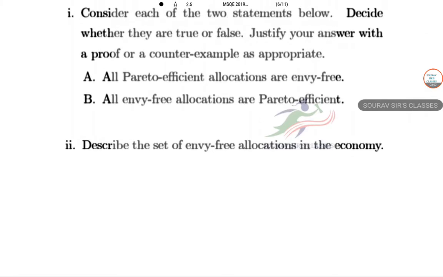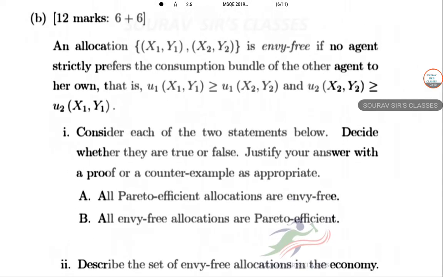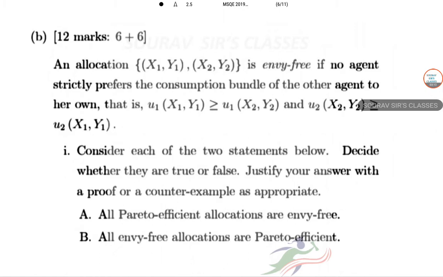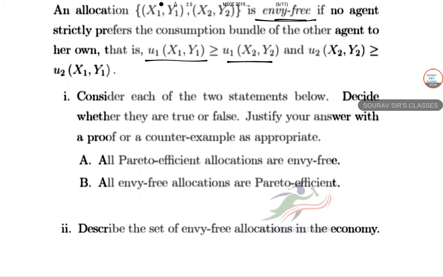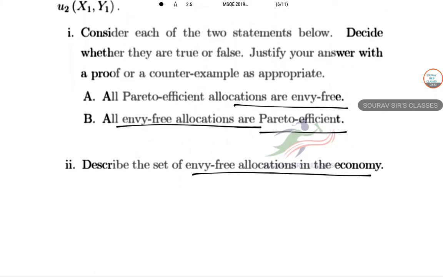Next, an allocation x1, y1 and x2, y2 is envy free if no agent strictly prefers the consumption bundle of the other agent to their own, that is u1 of x1, y1 is at least u1 of x2, y2. Consider each of the following statements and decide whether they are true or false. All Pareto efficient allocations are envy free. All envy free allocations are Pareto efficient. And describe the set of envy free allocations in the economy as well.